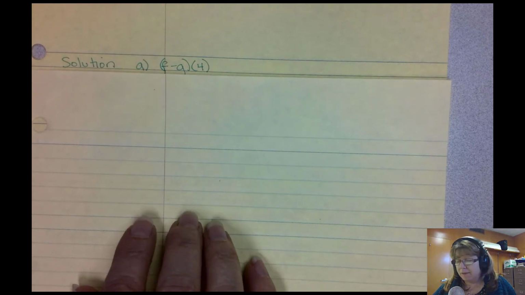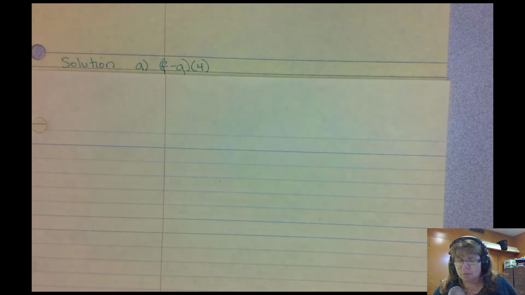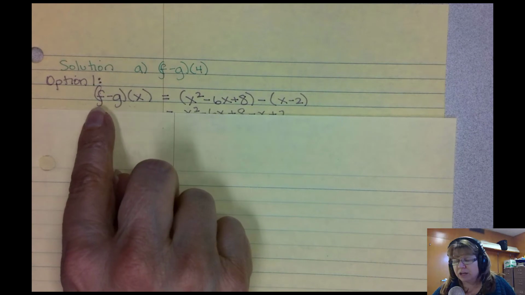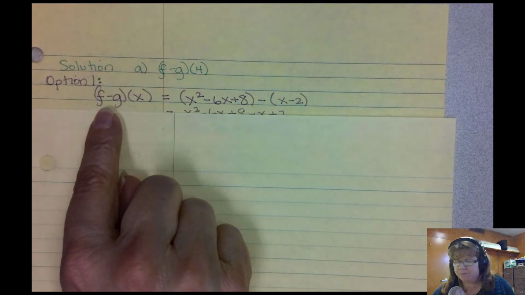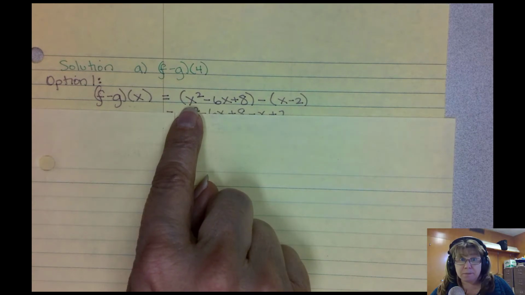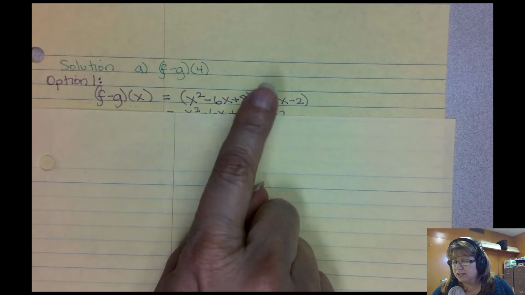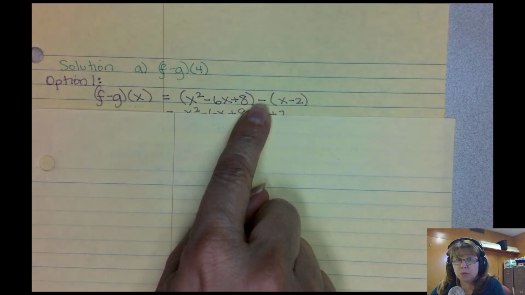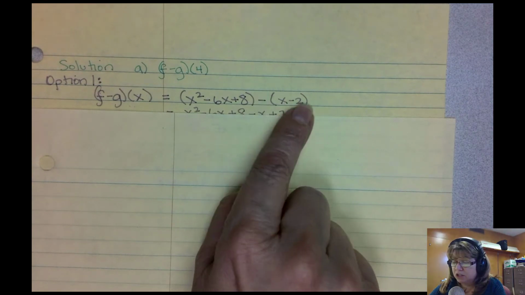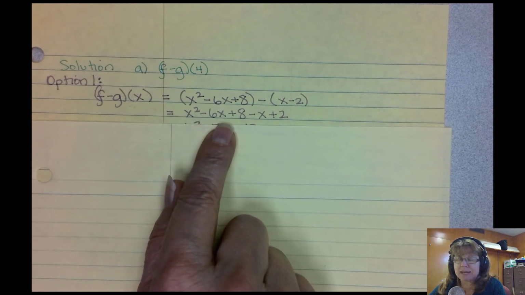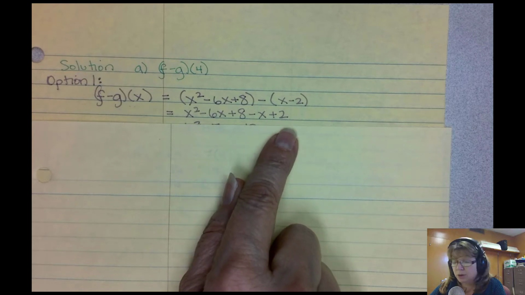All right, for a, f minus g of 4. There's a couple of ways that we can do this. Number one, we could do the subtraction of the functions and then evaluate it at 4. So one option is, let's go ahead and figure out what f minus g of x is. So f is x squared minus 6x plus 8, and g of x is x minus 2, so we're going to subtract out g of x. It's going to be very important that I distribute this negative not only to the x, but the 2 as well. So I get x squared minus 6x plus 8 minus x plus 2.